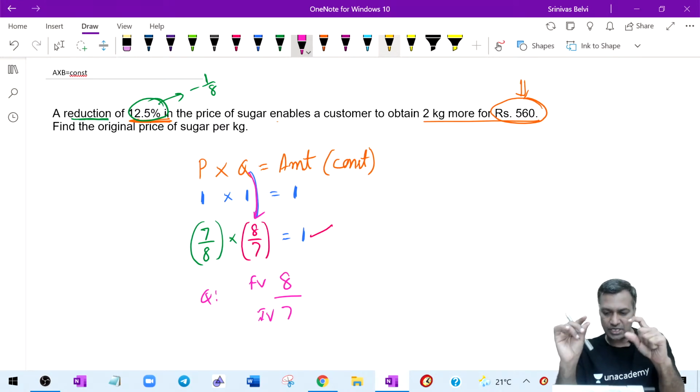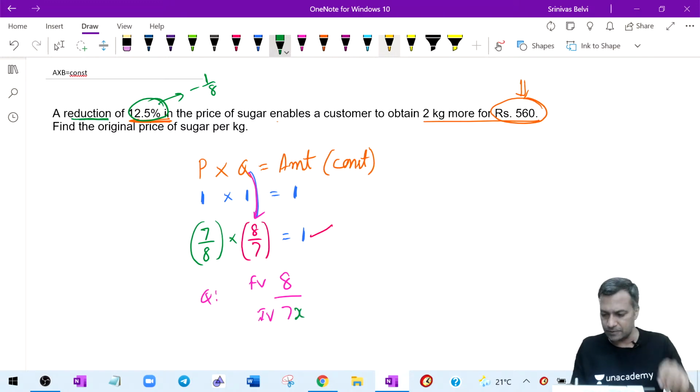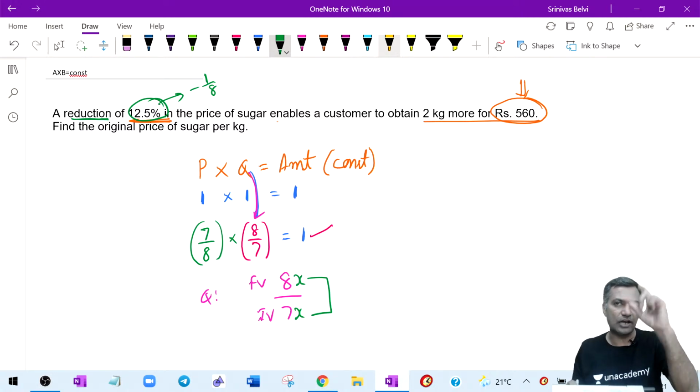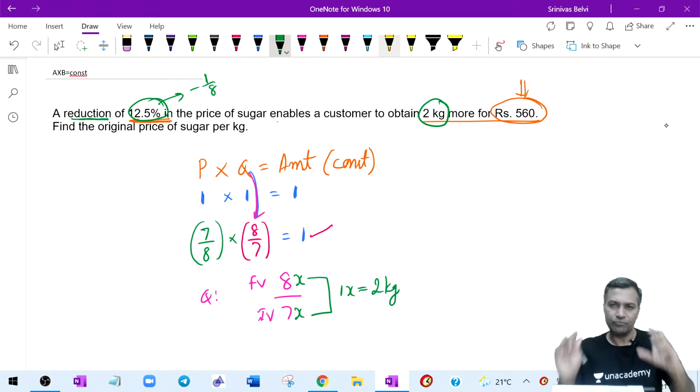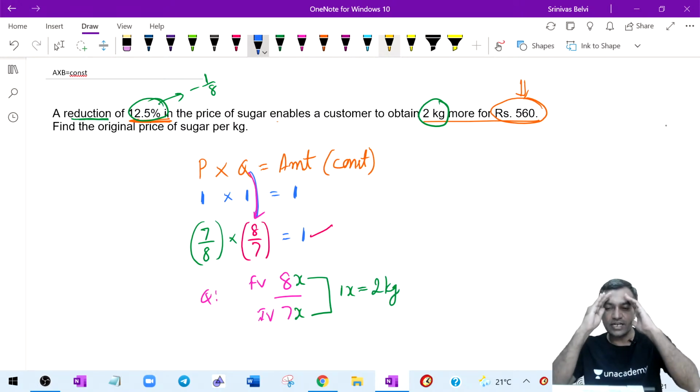If the initial value is 7, the final value is 8, but technically the initial value will be of the form 7x, the final value will be of the form 8x. What is the difference between the initial value of the quantity and the final value of the quantity? 1x. 1x means how many kgs? 2 kgs. That's what the author said. This 1x means 2 kgs.